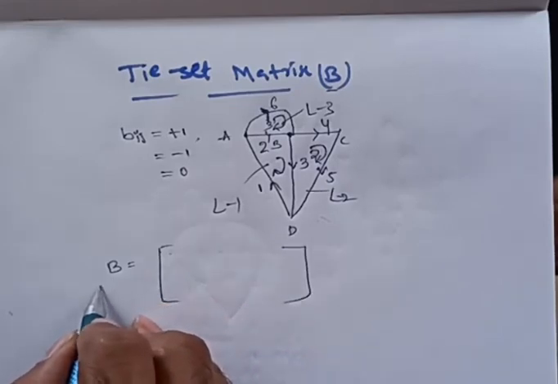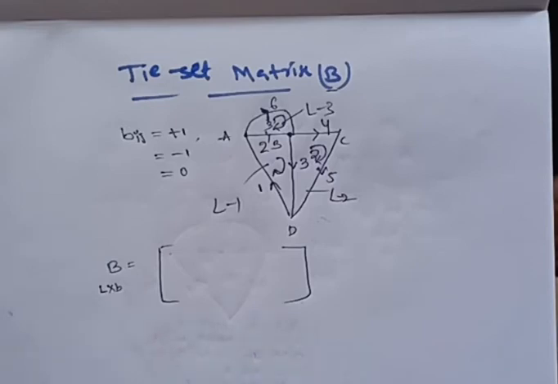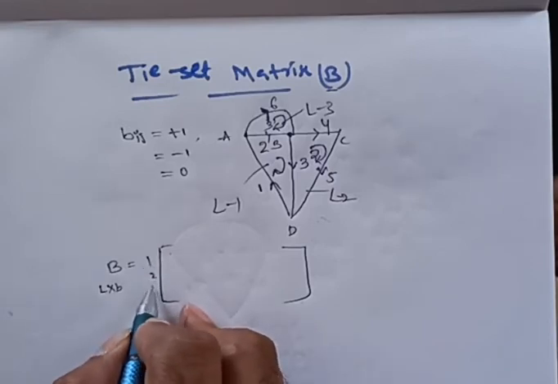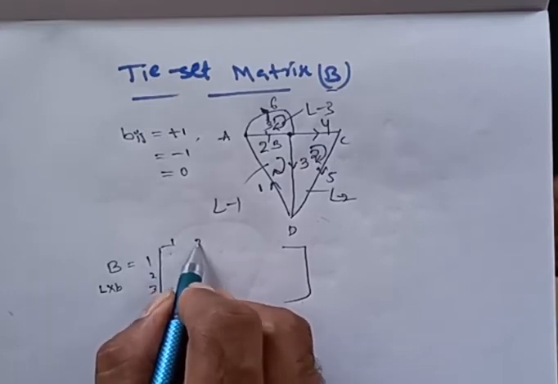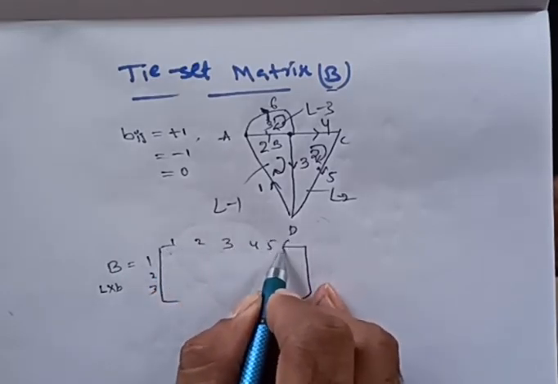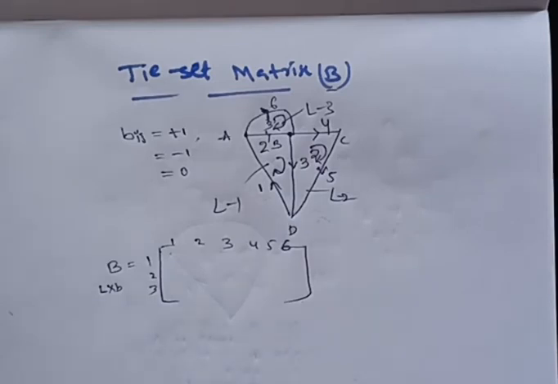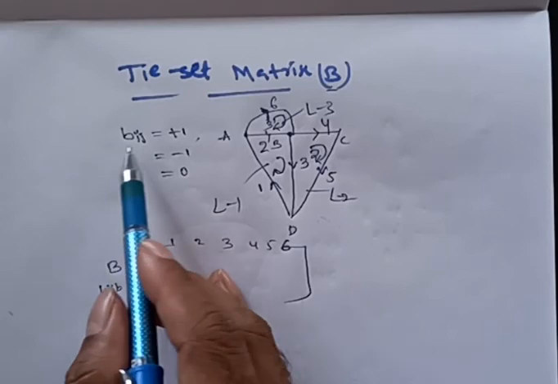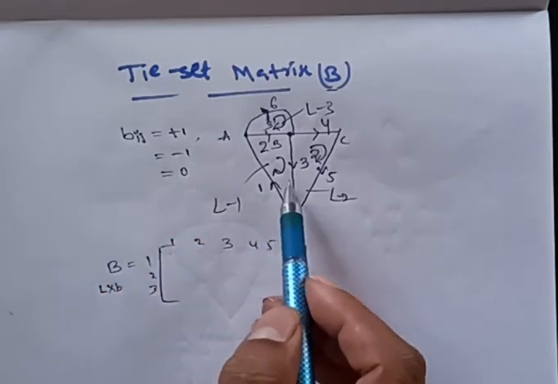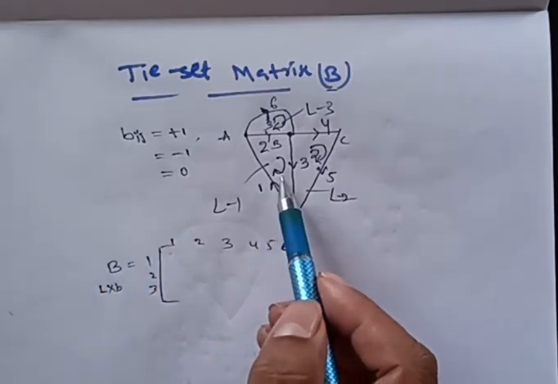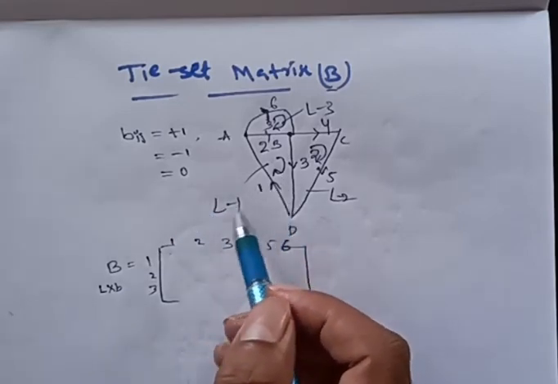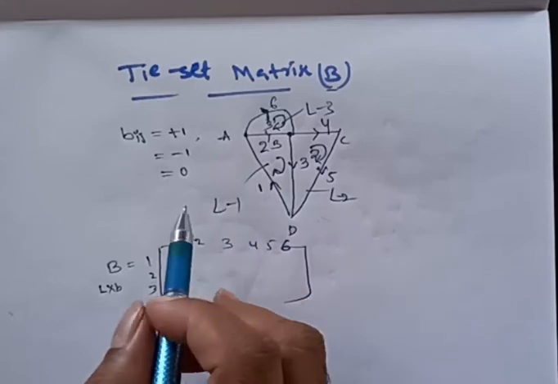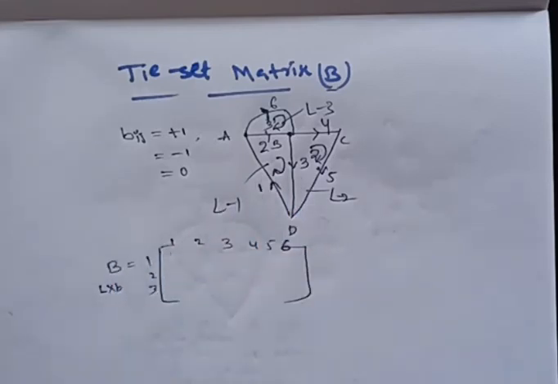The order is number of loops by branches. Here we have 3 loops, as we can see from the graph, and the number of branches is 6: 1, 2, 3, 4, 5, 6. What is the criteria to fill the values in the tie-set matrix? If the jth branch is in the ith loop and the direction coincides with the direction we assumed in the loop, then it is +1. If the direction does not coincide, -1. If the jth branch is not in the ith loop at all, we replace it with 0.